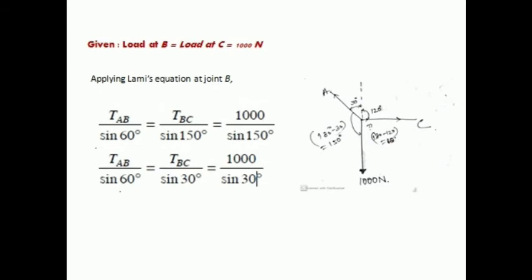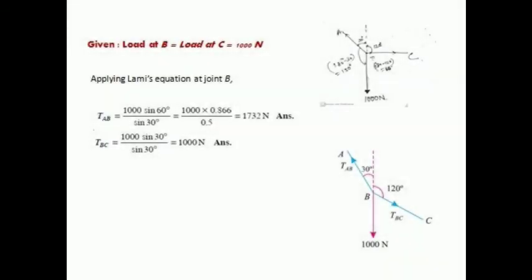Then solving any two equations, we can get TAB and TBC. Here we can see that TAB is equal to, by cross multiplication, 1000 into sine 60 by sine 30. Putting in the values, sine 60 is 0.86 and sine 30 is 0.5, so simply calculating, the value of tension AB is equal to 1732 kilonewtons. Again, in the same manner, tension BC is equal to 1000 into sine 30 by sine 30, which is equal to 1000 newtons.